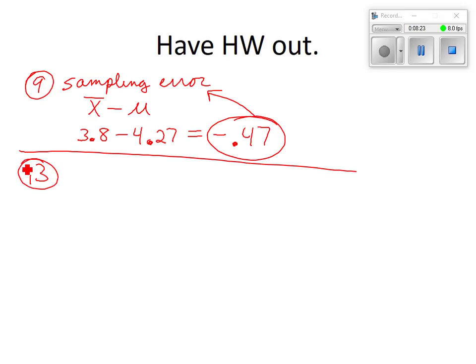Jumping down to 13. Somebody help me out. Margin of error. That's different than sampling error. Sampling error and margin of error are two different things. Look at the notes we had last time, look for E, and be ready to tell me that formula in a second. Now we're getting a little tougher. Now you're actually doing some work. E equals what?